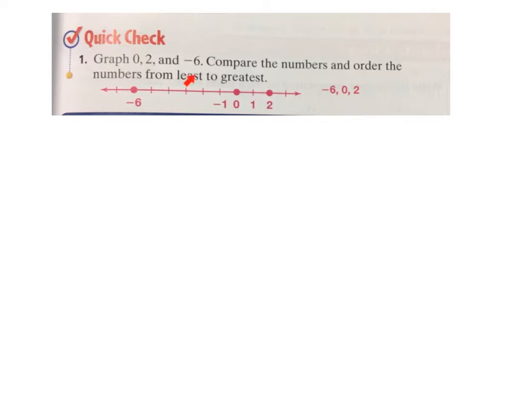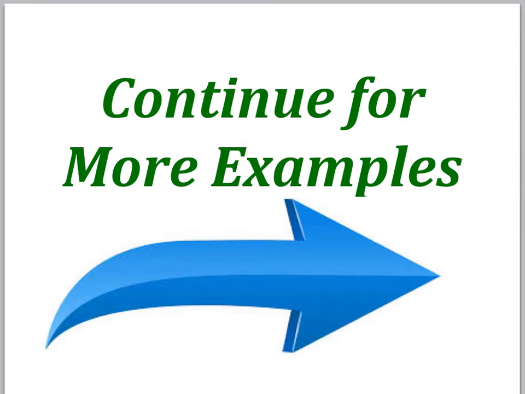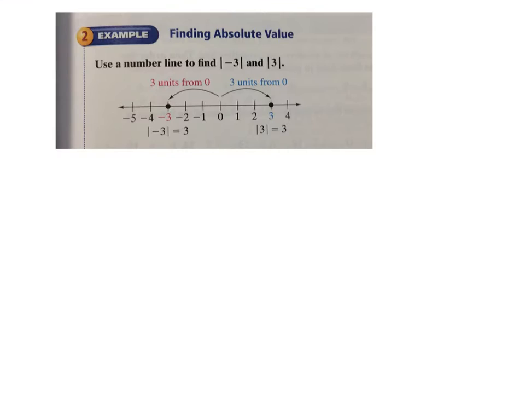Graphing 0, 2, and -6, compare them on a number line and order them smallest to biggest. So again, making a number line here. And as we can see here, there's 0. So there's -1, -2, -3, -4, -5, -6, and 1 and 2. So there's our three that we had to graph. And smallest to biggest, going from left to right, always on a number line, -6, 0, and 2. That's what you should have written out. So here, just continue on, and I'll work another example out of the book for you.